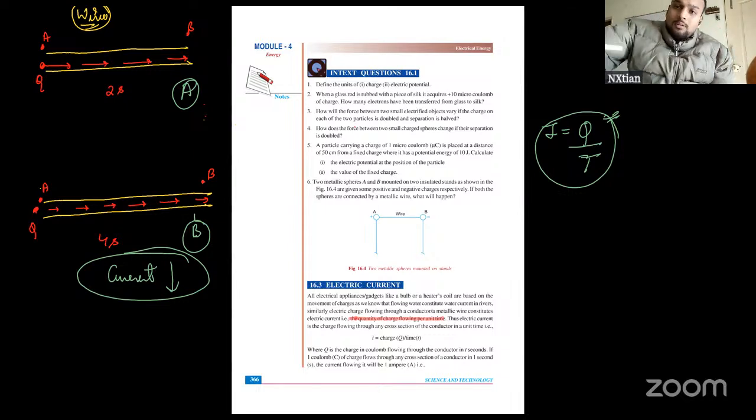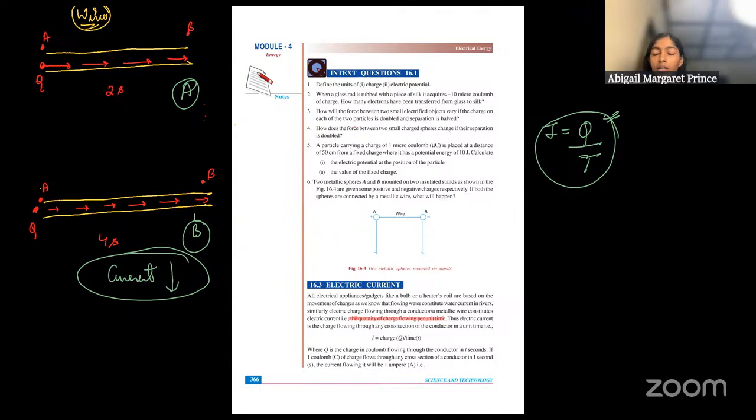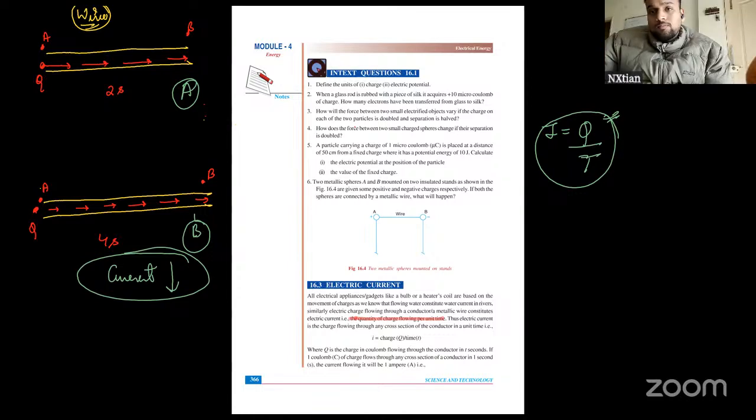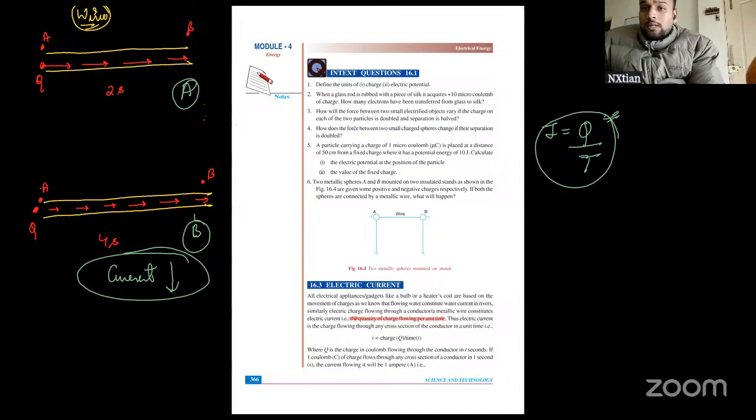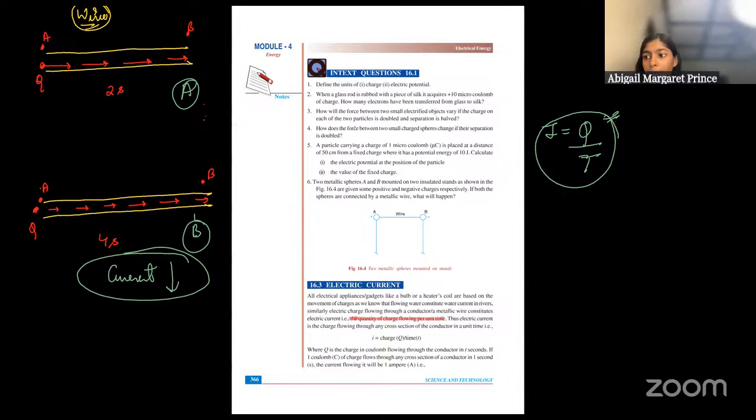Understood? Yes or no, guys? So the more time taken, the less the current. If both have equal current supply and one takes more time and one takes less time, then the one with more time has less current. Having more time for travel of charge from one place to another, it will have less current.